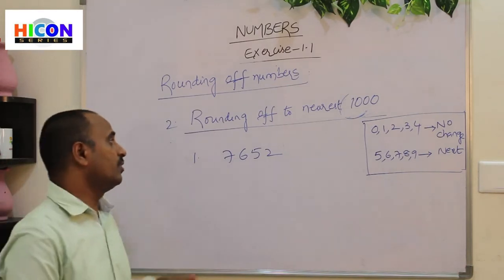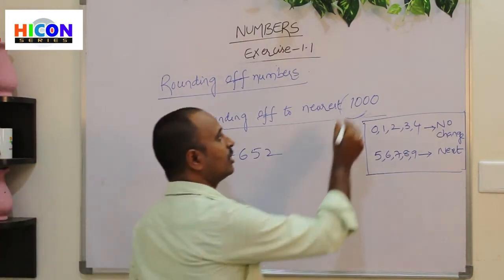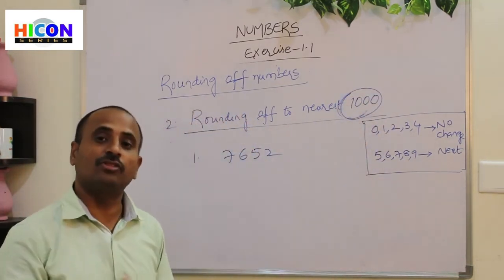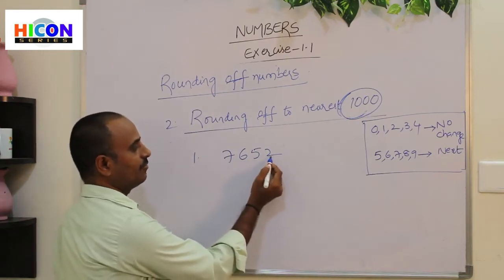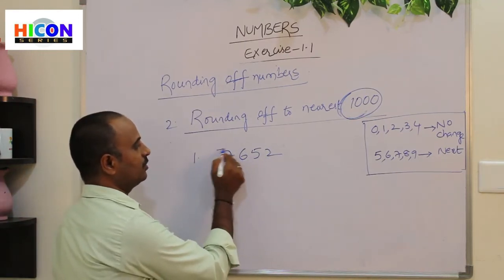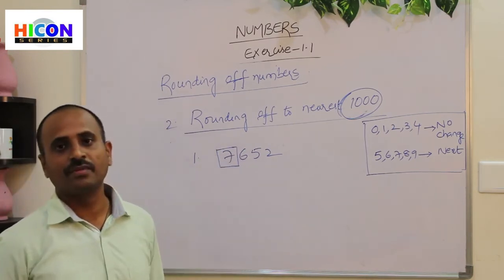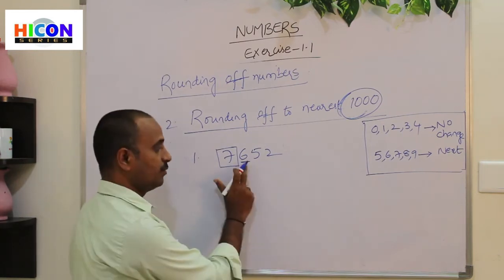Now we have to round off the given number to thousands. That's why identify the digit present in the thousands place. Here the digit present in the thousands place: ones, tens, hundreds, thousands. So this is the digit present in the thousands place, 7. Now check the next digit. Here the next digit is 6. That is more than 5.